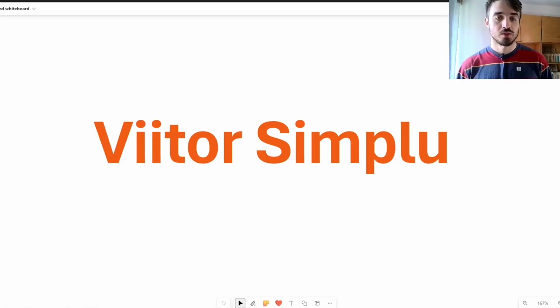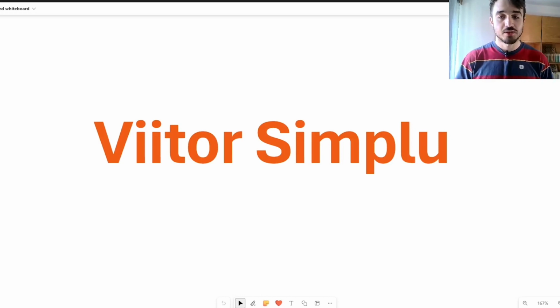Viitor simplu. Together with the past and the present, they make pretty much most of the indicative tense and most of the tenses you need to be aware of. Obviously, there are others quite important, like the imperfect, more than perfect, and other moods, but sticking to the tenses of the indicative specifically, the future, present, and at least one past would be extremely useful to have in your toolbox. There are two future tenses. There's future simple, viitor simplu, and viitor perfect, future perfect.